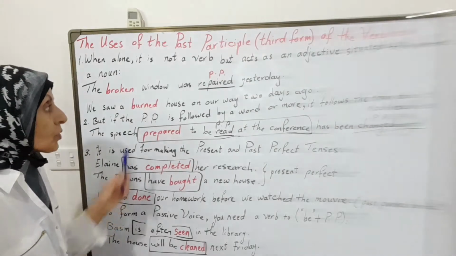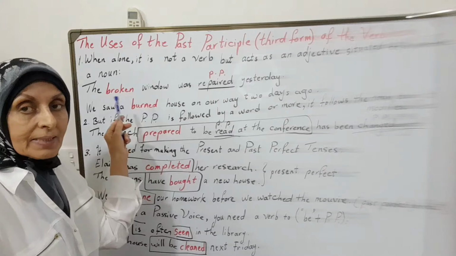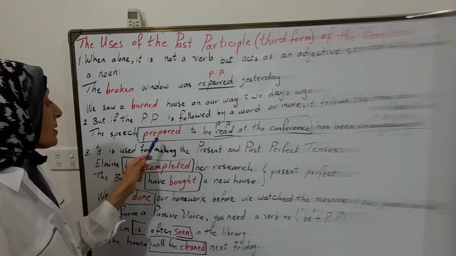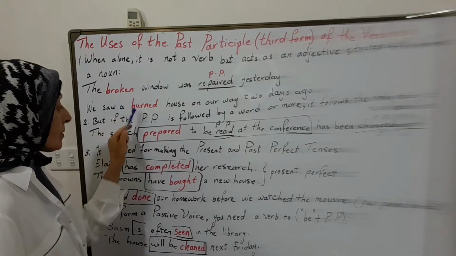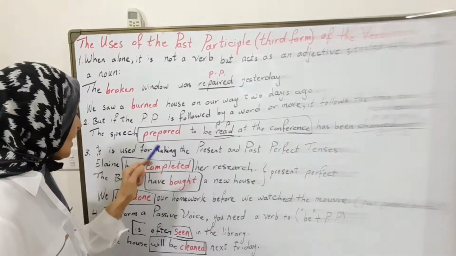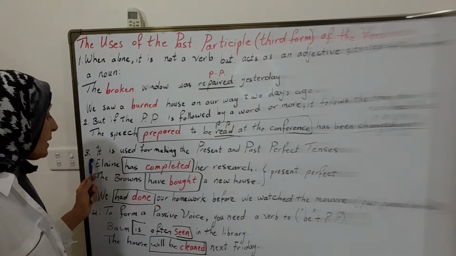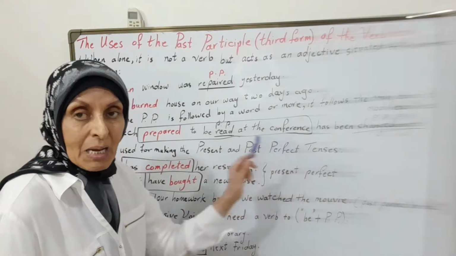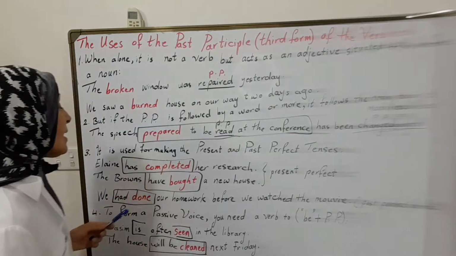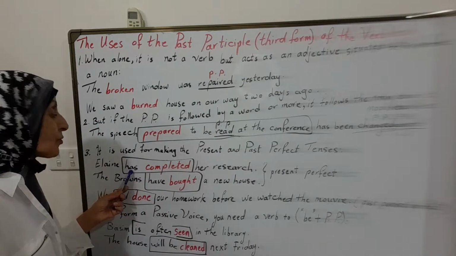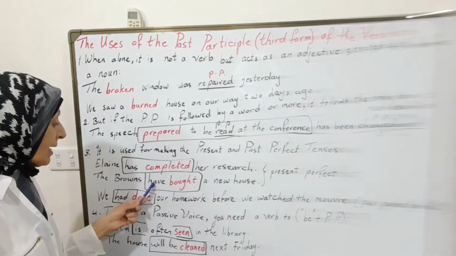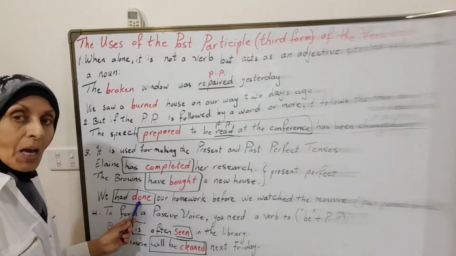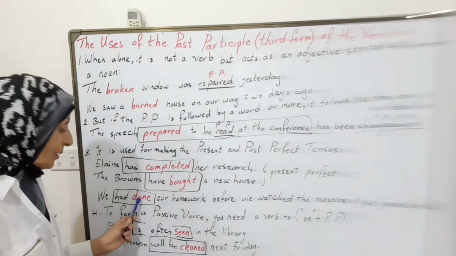Number three. So now it is used as an adjective before a noun, sometimes after a noun, and number three, it is used for making the present and past perfect tenses. Present and past perfect tenses consist of two parts: have or has plus the past participle, and the past perfect, had plus the past participle.